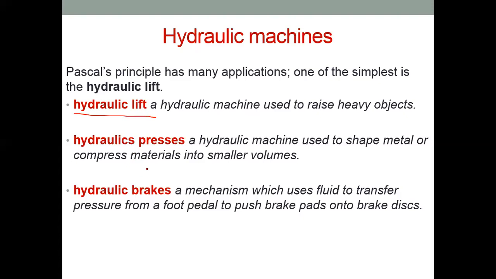So hydraulic press, this is a hydraulic machine also used to shape metal or compress materials into smaller volumes. You can see this one when you visit a factory. You're going to see these hydraulic presses. They shape the metals over there. They make cars, for example, by using the hydraulic presses, or they make shapes of the metals by using hydraulic presses.